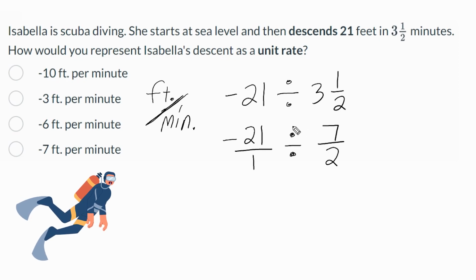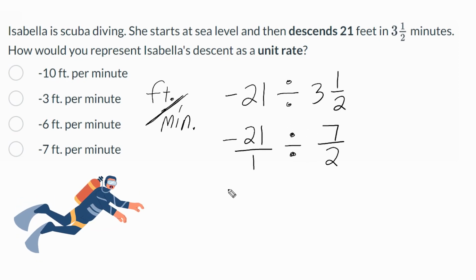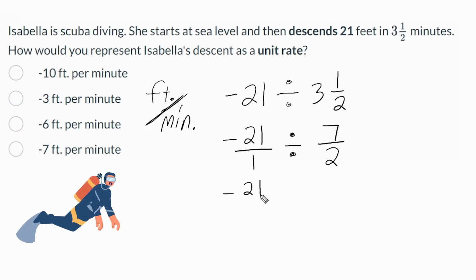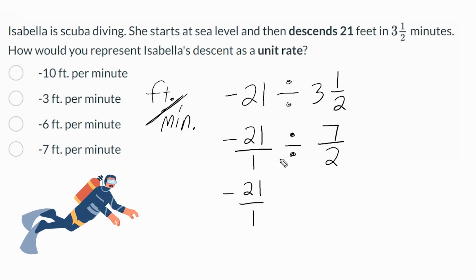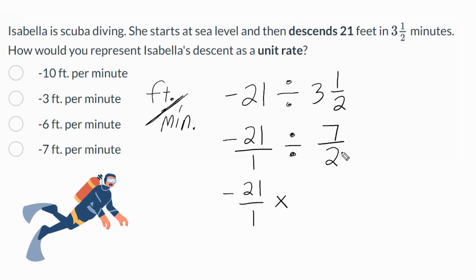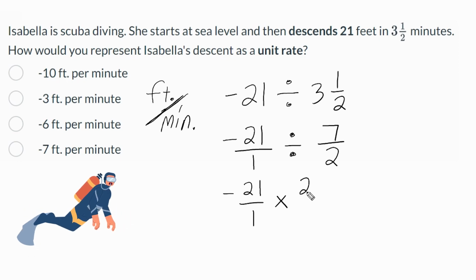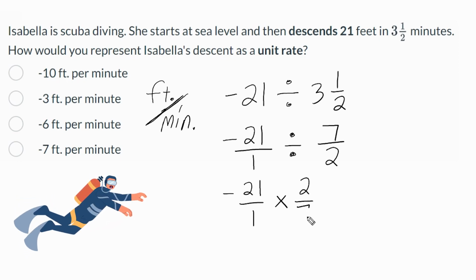Now remember, whenever you divide fractions, the first fraction remains as is, and then you change your division sign to multiplication, and you write the reciprocal of the second fraction. A lot of people just say you flip it. So we're going to take 7 over 2 and rewrite that as 2 over 7.